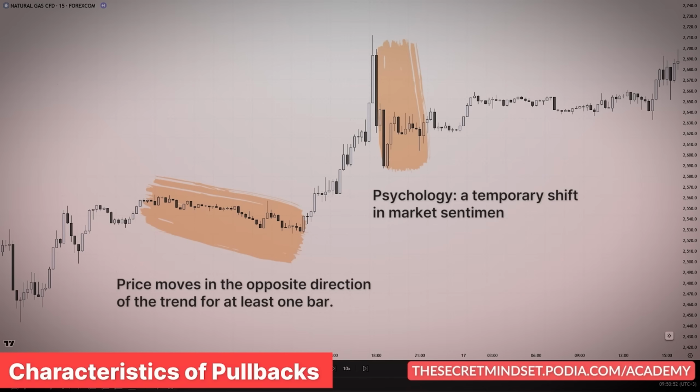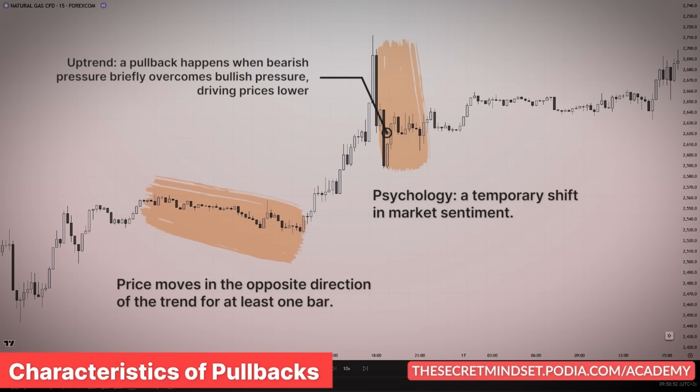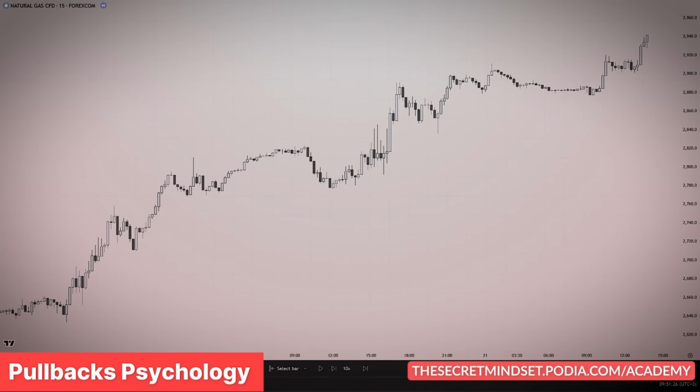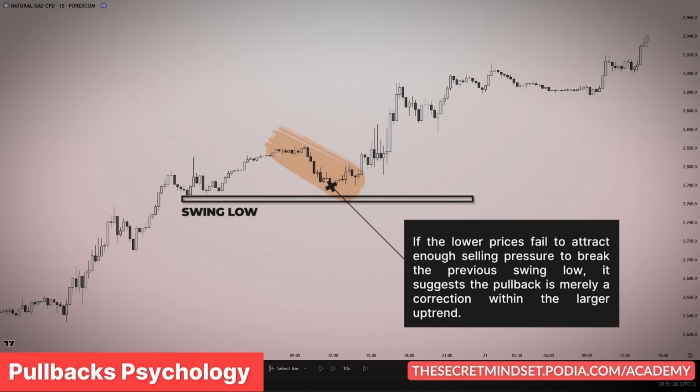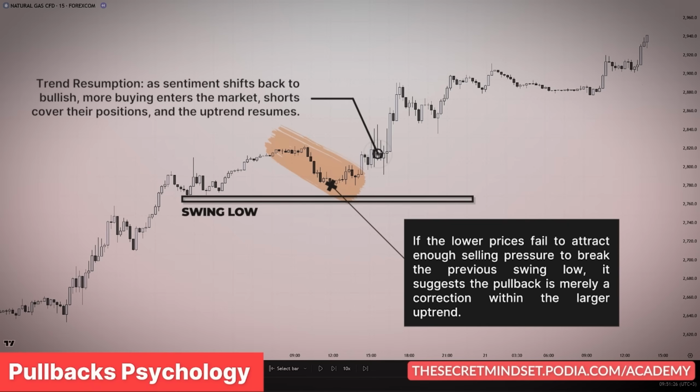The psychology behind pullbacks involves a temporary shift in market sentiment. During an uptrend, a pullback occurs when bearish pressure briefly overcomes bullish pressure, driving prices lower. However, this doesn't necessarily indicate a trend reversal. If the lower prices fail to attract enough selling pressure to break the previous swing low, it suggests the pullback is merely a correction within the larger uptrend. As sentiment shifts back to bullish, more buying enters the market. Shorts will cover their positions, and the uptrend will resume.